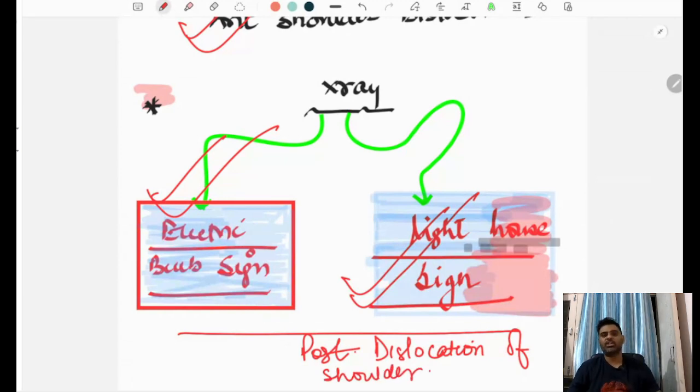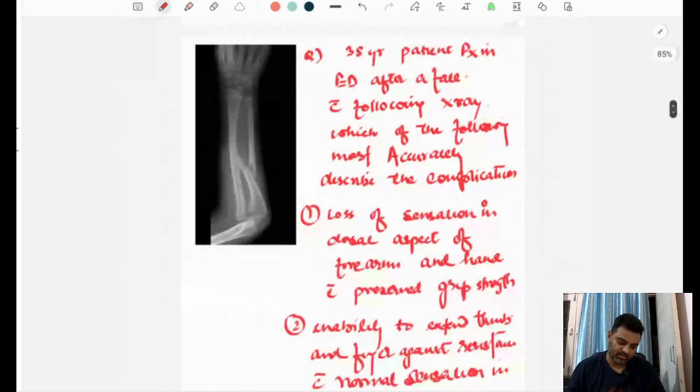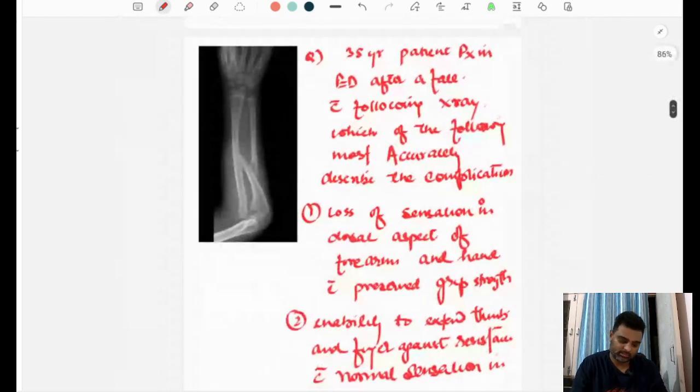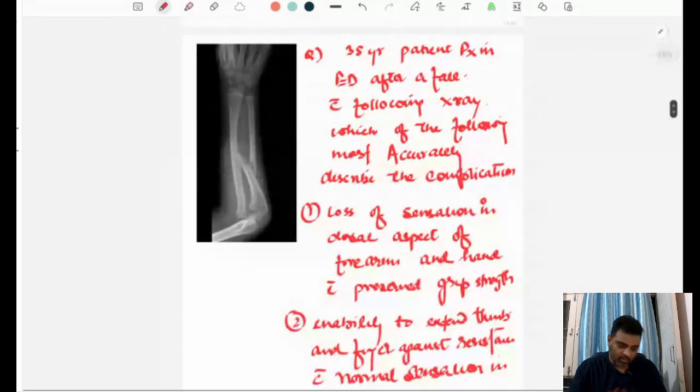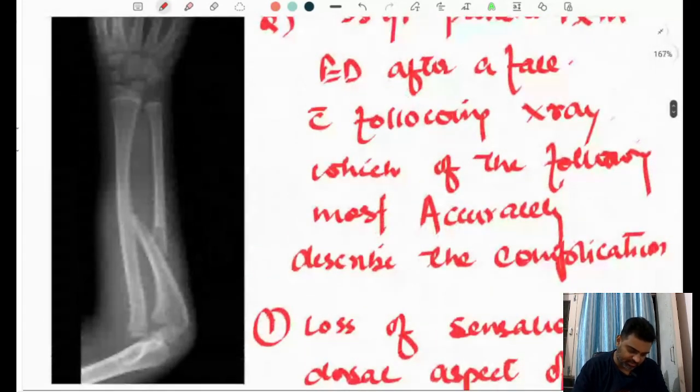Okay, so this is seen in case of the posterior dislocation of the shoulder. Now, this is a very good question. Just see it. Now, see this. What kind of fracture is this? First, try to identify this fracture.